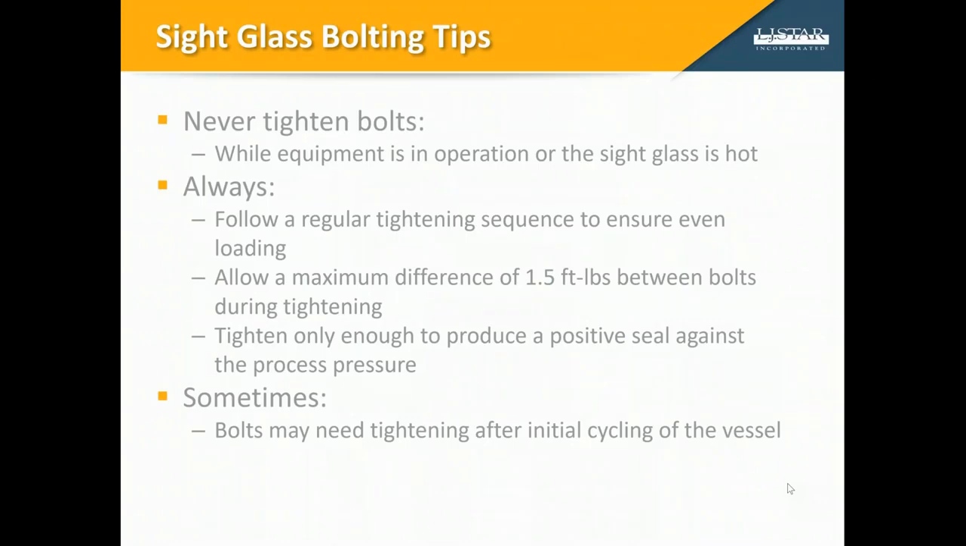Never tighten bolts on a sight glass while equipment is in operation or when the sight glass is hot. Follow a regular tightening sequence to ensure even loading of the glass. Allow a maximum difference of 1.5 foot-pounds between bolts during tightening. Tighten only enough to produce a positive seal against the process pressure. Bolts may need to be tightened after initial cycling of the vessel.